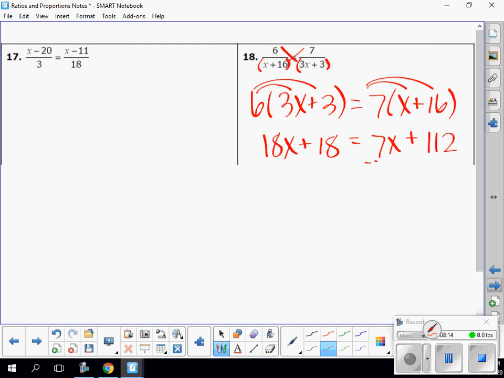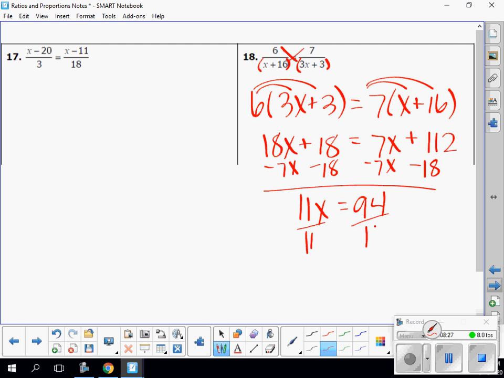So if we move our 7x and move our 18, and then we're dividing. This one actually doesn't get you a nice decimal, and it's already reduced in simplest form as it is, because we do not have a common factor between 94 and 11. So it would just be 94 over 11.